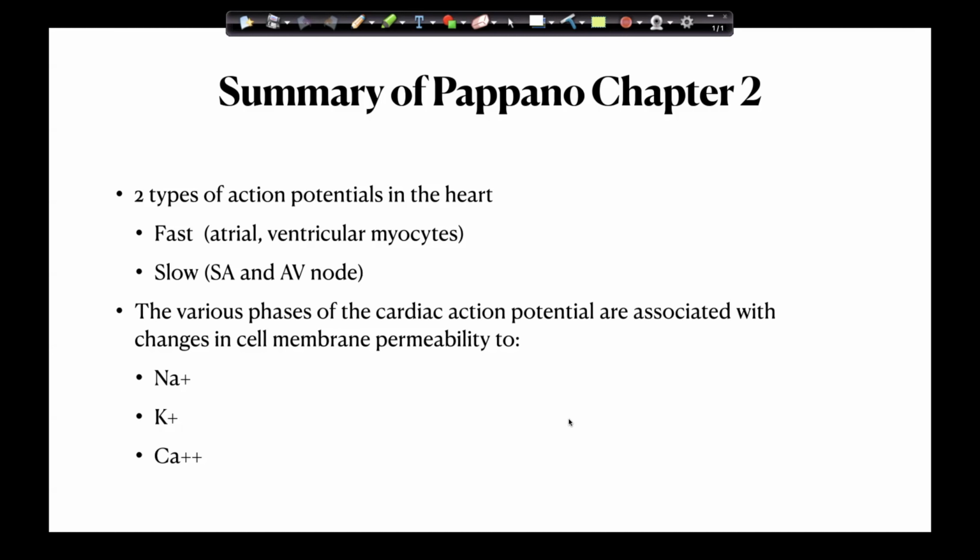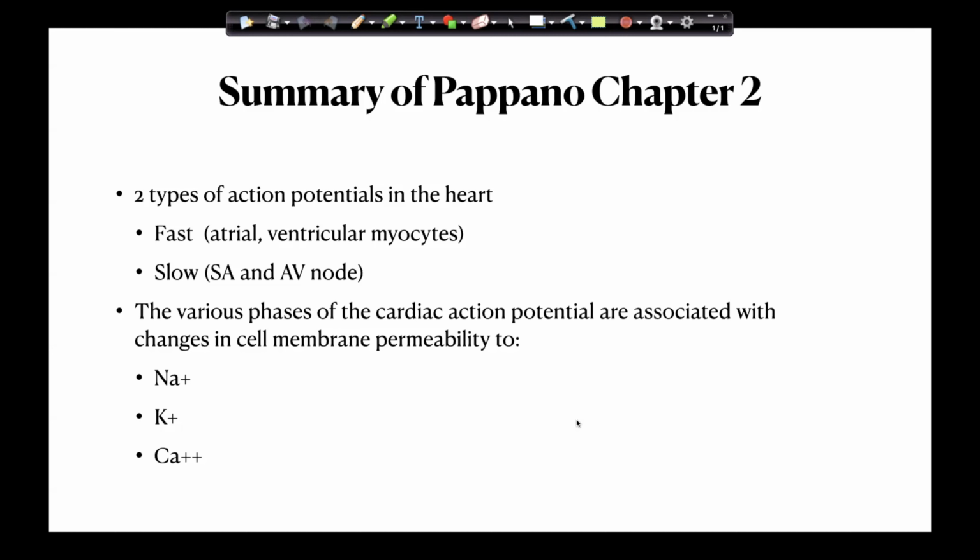The various phases of the cardiac action potential are associated with changes in cell membrane permeability to these three ions. This is quite good because it frames the ions you need to know that are going to be in your answer: sodium, potassium, and calcium. Now, I know there might be other ions in other texts or research articles, but these are the three main ones.